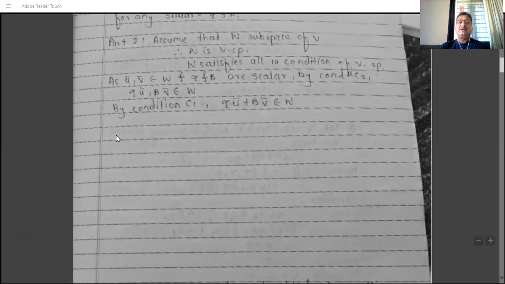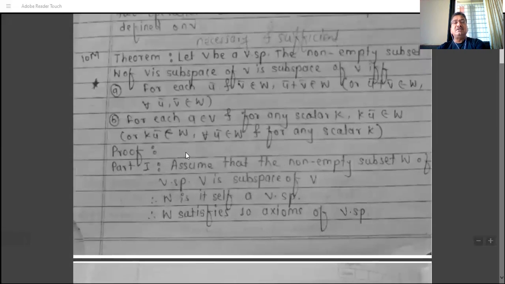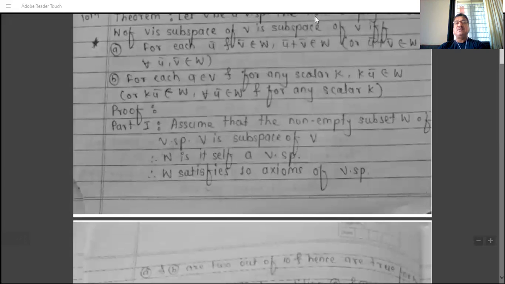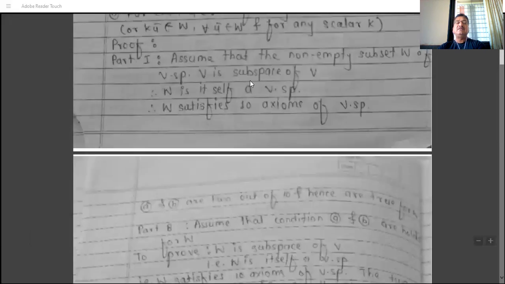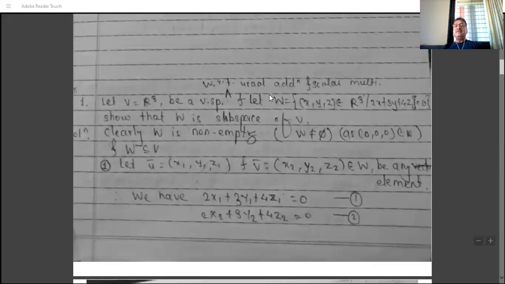This is the first part, right? Second part, proof, part 2. So this is the theorem. It is called the characterization theorem for subspaces. So in order to show a subset is a subspace of a vector space, we have to prove these 2 conditions, C1 and C2, for W. That is, if W is closed under addition and closed under scalar multiplication, then W becomes a subspace of V. So example number 1, these examples are very important as far as the exam is concerned.